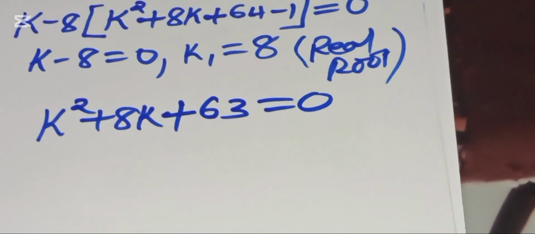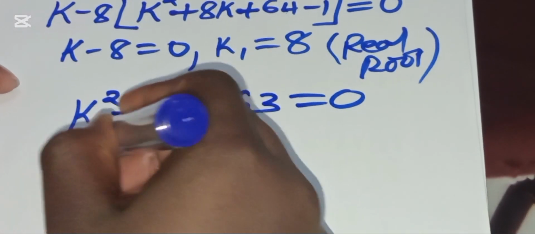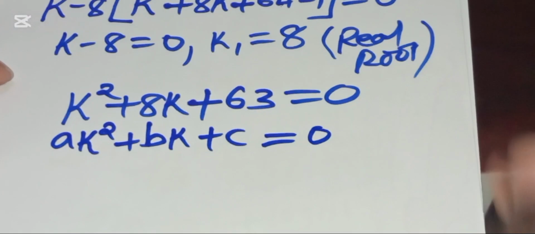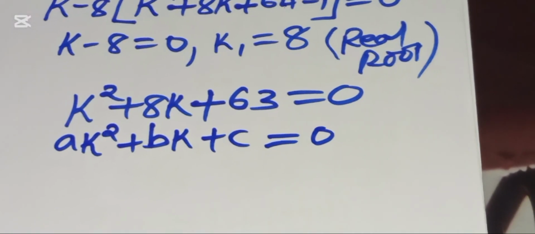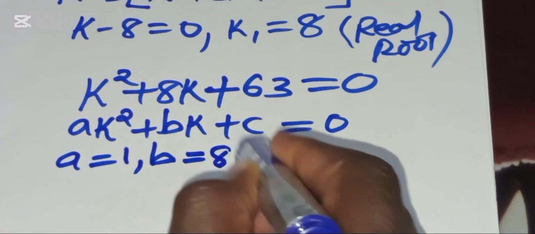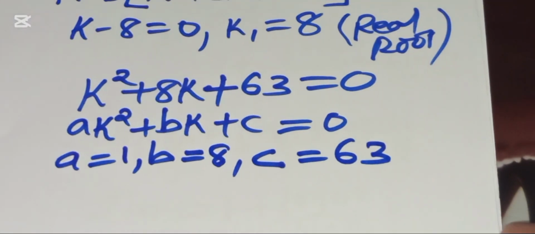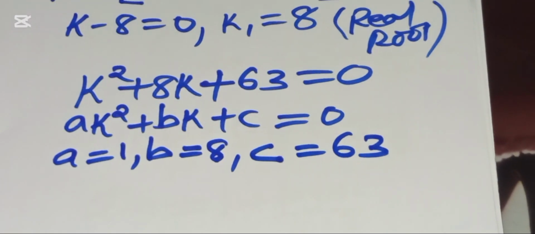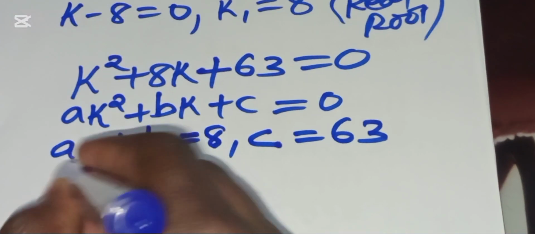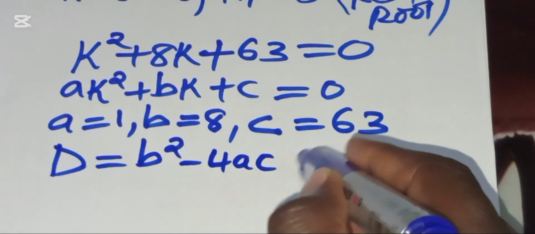Now we form a quadratic equation in the form of ak squared plus bk plus c equal to 0. From our quadratic equation, we have that a is equal to 1, b is equal to 8, and c is equal to 63. Now let's determine the nature of the roots of this quadratic equation by determining the value of the discriminant, expressed as b squared minus 4ac. Let's assess if it is less than 0.